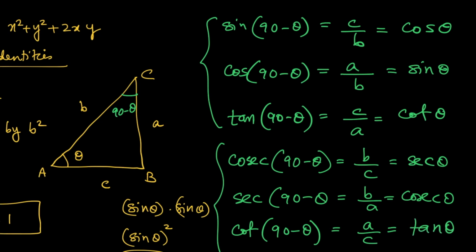So we have learned a set of 3 trigonometric identities here, another set of 3 trigonometric identities here. So these are what we call trigonometric ratios of complementary angles. Theta and 90 minus theta are complementary angles. So how are the trigonometric ratios of theta and 90 minus theta related? That is given by these 6 trigonometric identities.